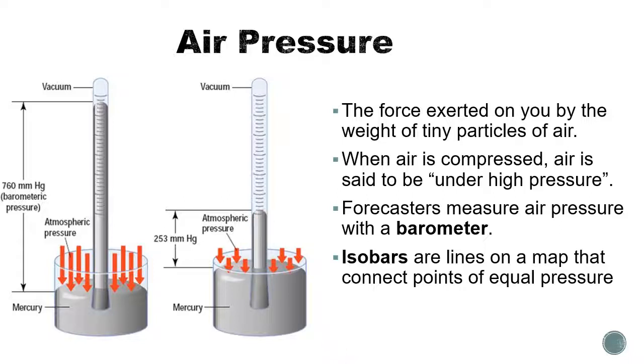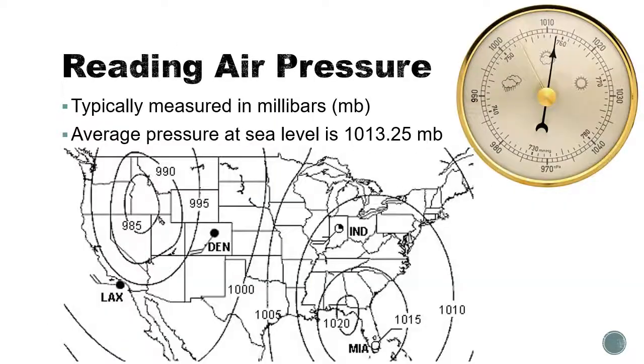We use isobars on a map. These are going to connect points of equal pressure, and we will have practice drawing those onto a map. So reading air pressure, it's typically measured in millibars, okay? And it's used with a barometer, that's what this is up here. And our average pressure at sea level is 1013.25 millibars.